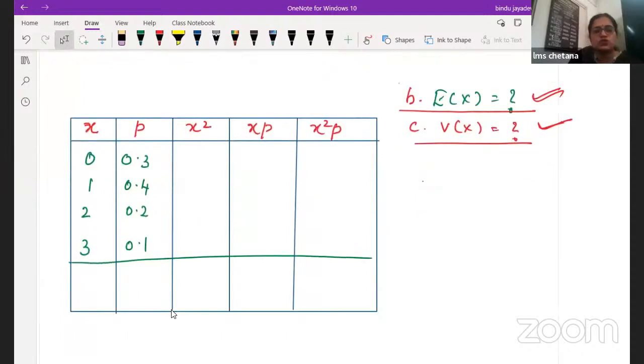Okay. Now x square. x square we did the same way for this. Okay, done. x square: 0 square is 0, 1 square is 1, 2 square is 4, and 3 square is 9. Completed.